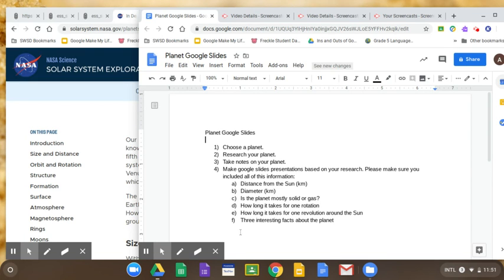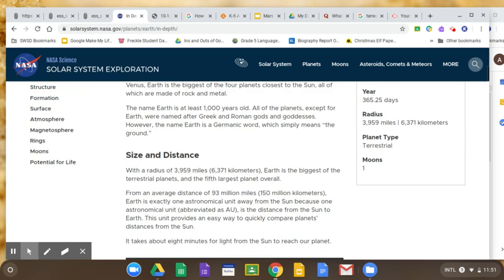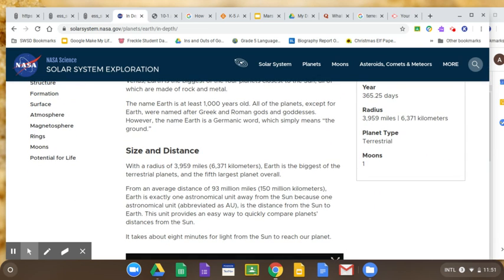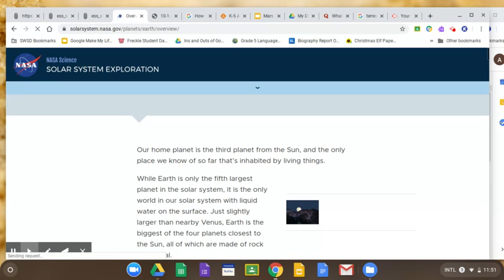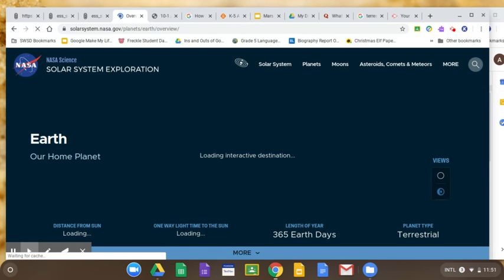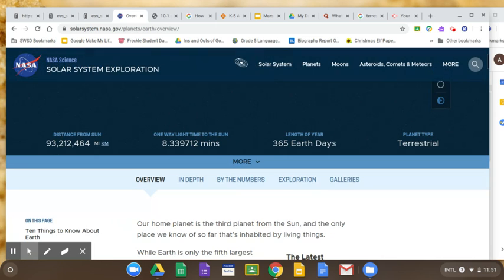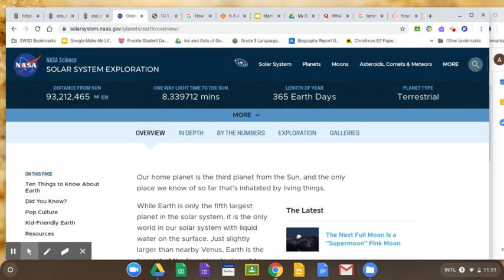Then the last thing is 3 interesting facts about your planet. There is a lot of information here. It really depends on how much time you have, but it's a great site just to look in and find some really interesting facts. If you go to overview again, it does have the 10 top facts. Just find some interesting facts, not copying and pasting something that you don't understand. That's not fun. Or repeating that it's mostly gas or it's mostly solid. Don't do those kind of interesting facts. Find something that you think is really interesting that you want to share with the class.